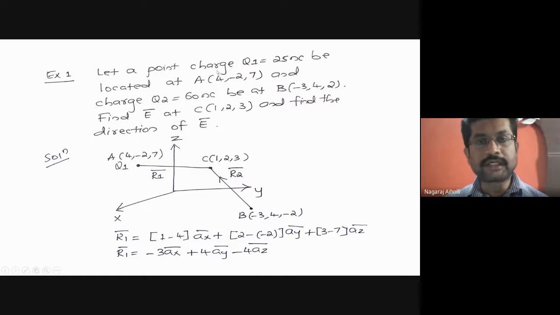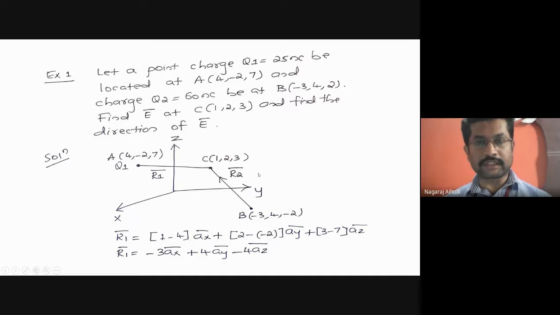Let a point charge Q1 equal to 25 nanocoulomb. There is one point charge Q1, just at a point. It is 25 nanocoulomb located at A of 4, minus 2, 7. Let us consider 4, minus 2, 7: x is 4, y is minus 2, and z is plus 7. So it comes here in this xz plane. Similarly, B of minus 3, 4, minus 2.